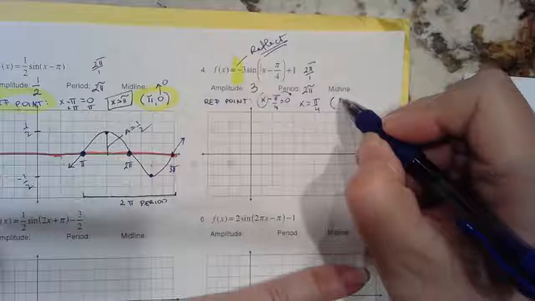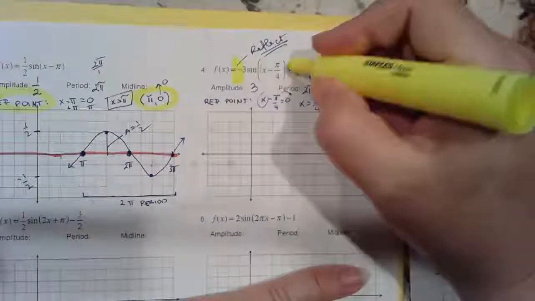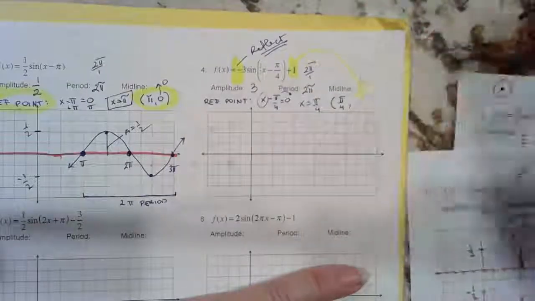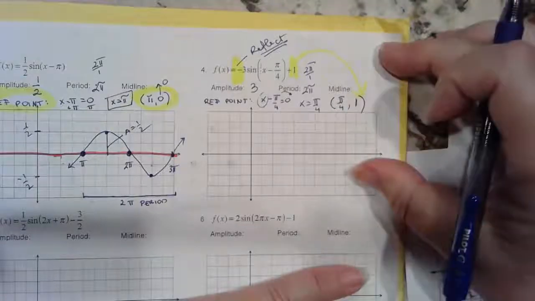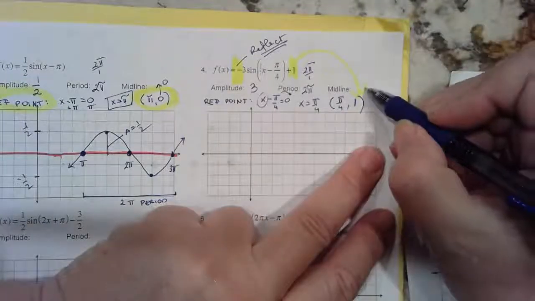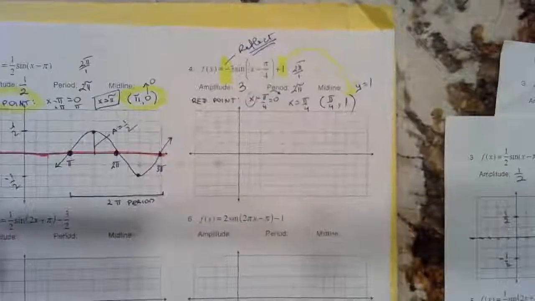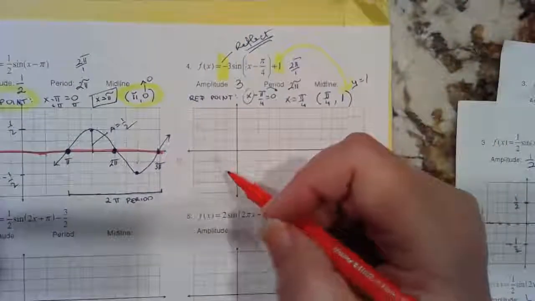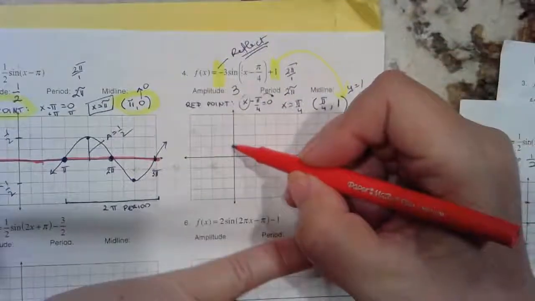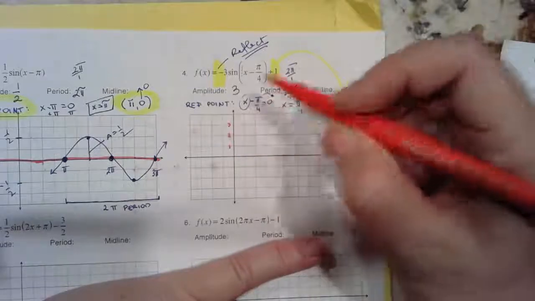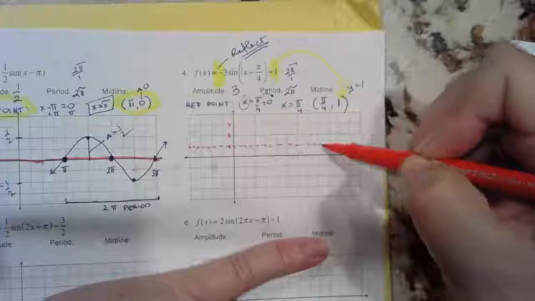So pi over 4 is my x coordinate, but notice that I have here plus 1. That's going to be your midline, and that's going to be your y coordinate. So midline is y is equal to 1. So this one is a little bit trickier. Let's see, amplitude is 3, so we'll just count them by 1. So this is 1, 2, 3. My midline is right here at 1.